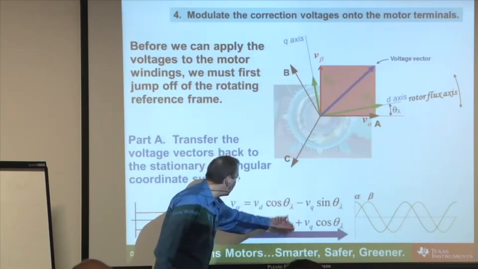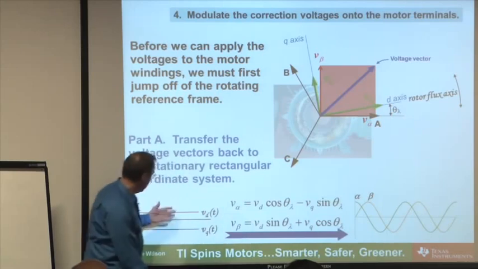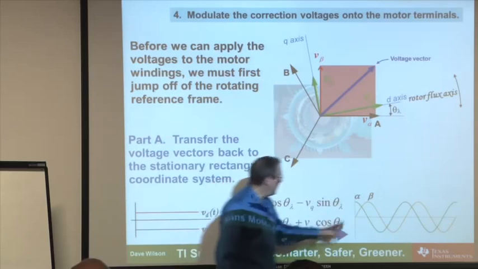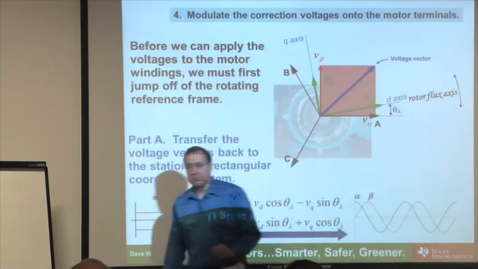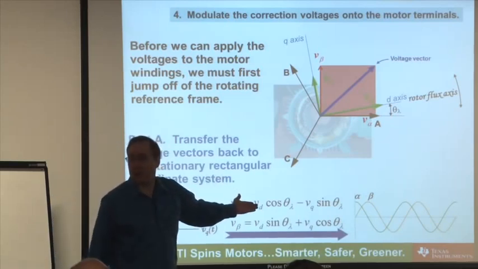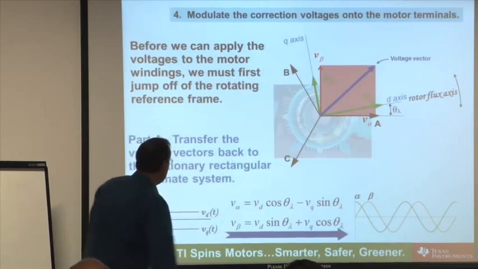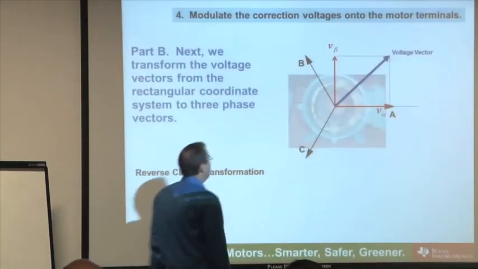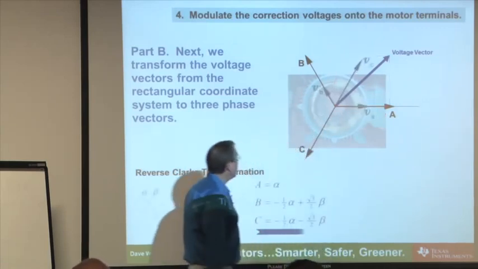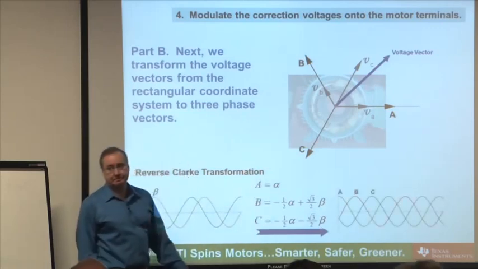I can just plug those back into these values right here, multiply by VD and VQ, and what do you know? I've taken my VD and VQ DC voltages and turned them back into AC voltages. Now, if I had a 2-phase motor, I'd be done. I've already generated the correction voltages for a 2-phase machine. But because I have a 3-phase machine, I need one additional step, and that is to turn V alpha and V beta back into 3 voltages, which again is the reverse Clark transformation.